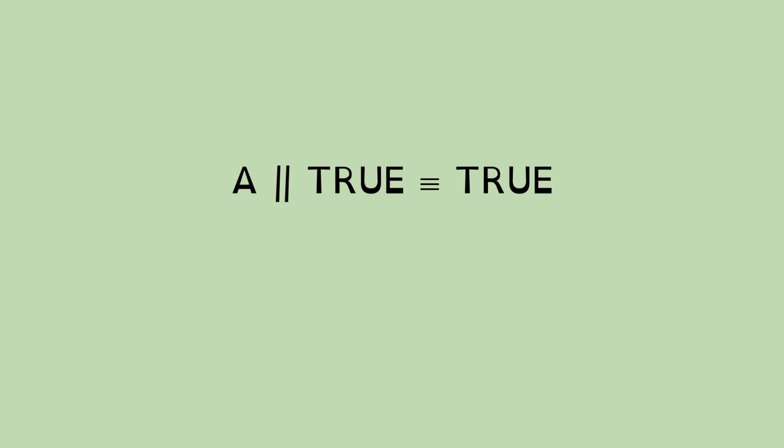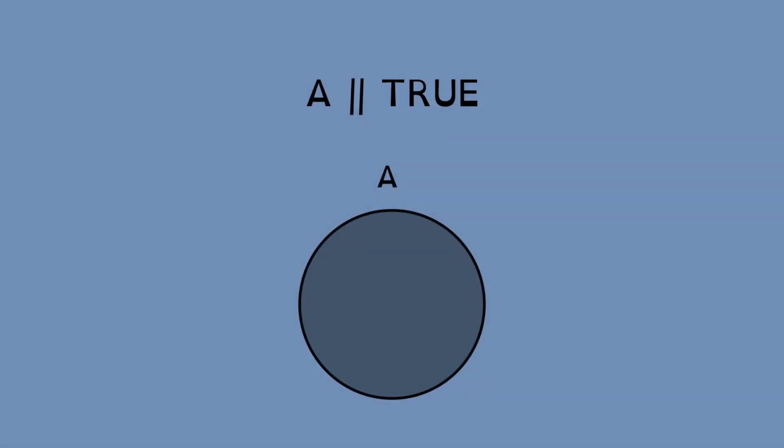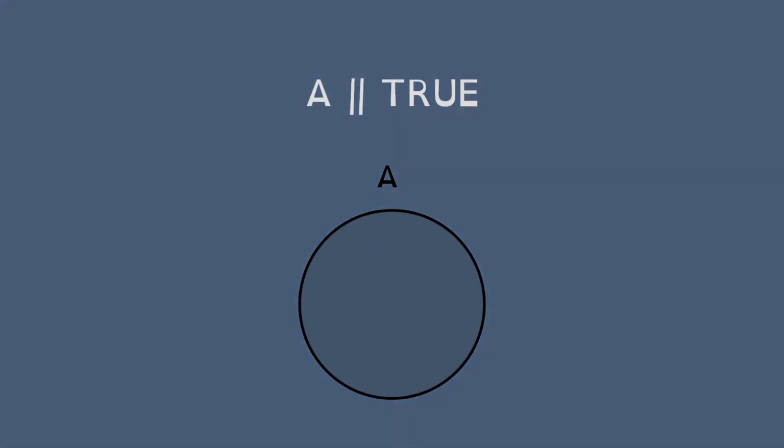Next, A or true is the same as true. Here's A, here's true. Here's the combination, and because it's an or, we're going to darken up, and we get A or true is exactly the same as true. Every single pixel on the screen, apart from where we've got the text, has gone dark.